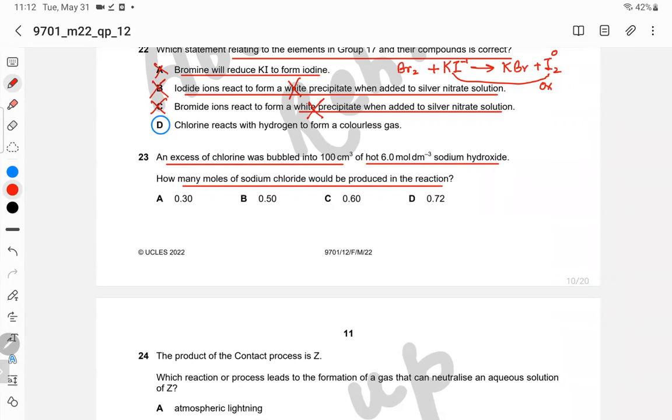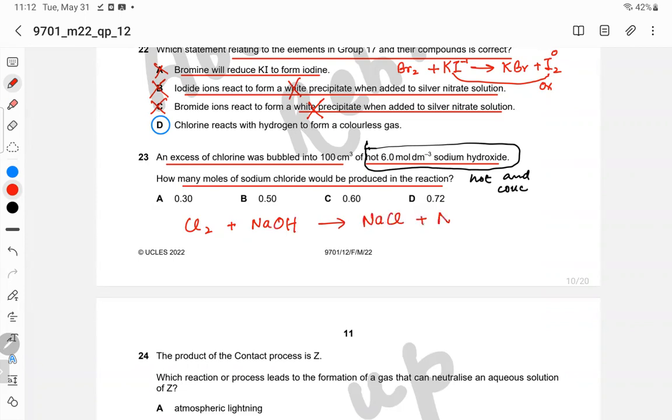So if you recall this reaction, whenever hot concentrated conditions are given, it's 6 mole per dm cube and it's hot, so it means it's hot concentrated, right? And in hot and concentrated conditions, when chlorine reacts with sodium hydroxide, the products are sodium chloride, sodium chlorate 5, NaClO3, and water, right?